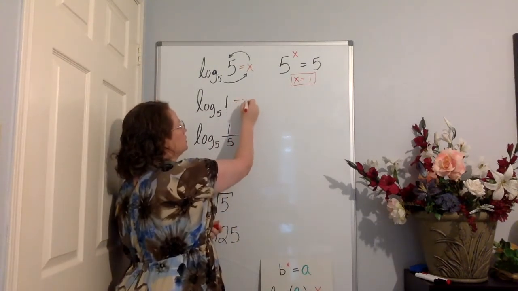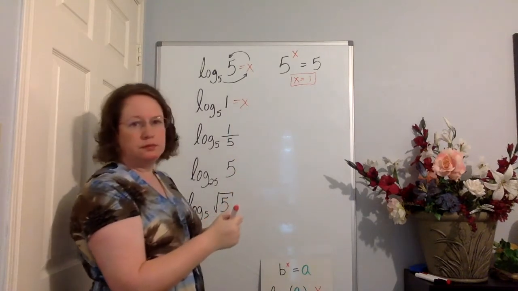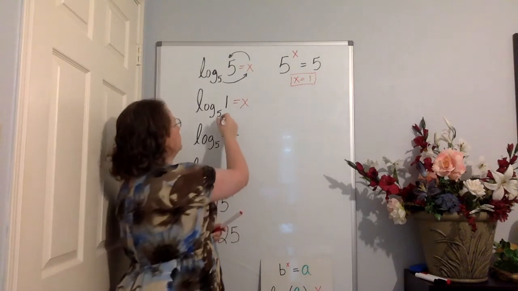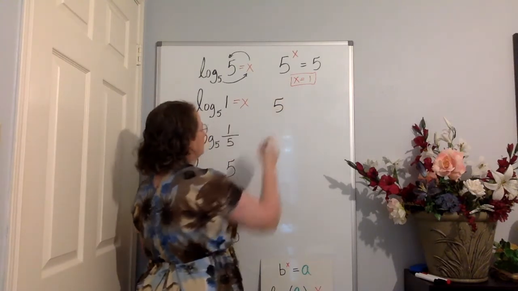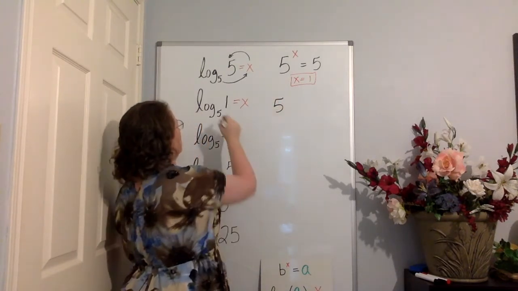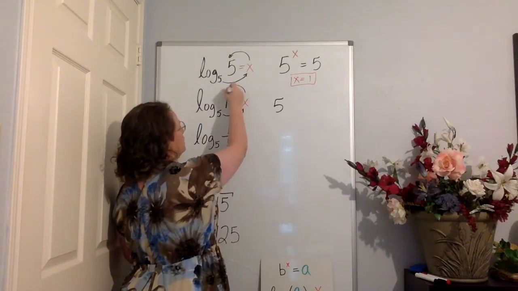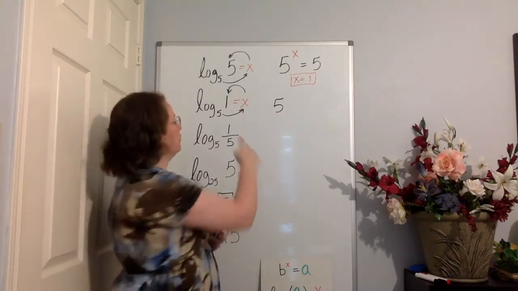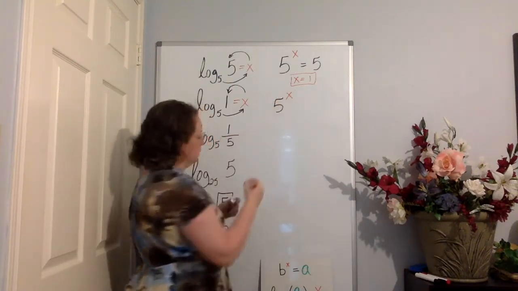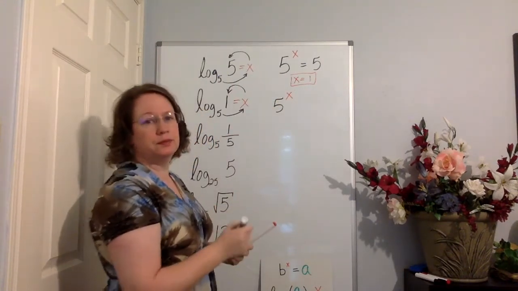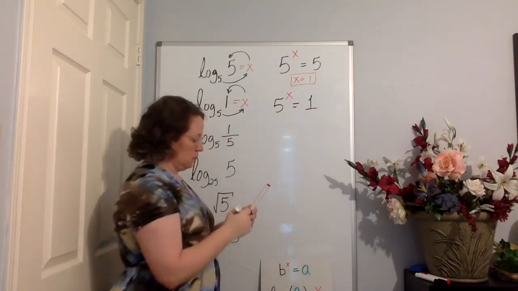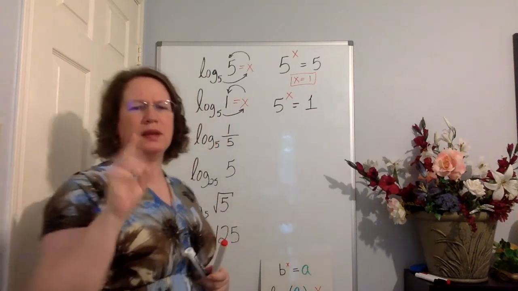Remember, you're pretending there's an x out there. You start with what? Very good. We start with the base. Go across the equal sign and come back. Okay? So 5 to the x power is going to equal to what? That's a 1. Well, 5 to the 1 power equals 5.